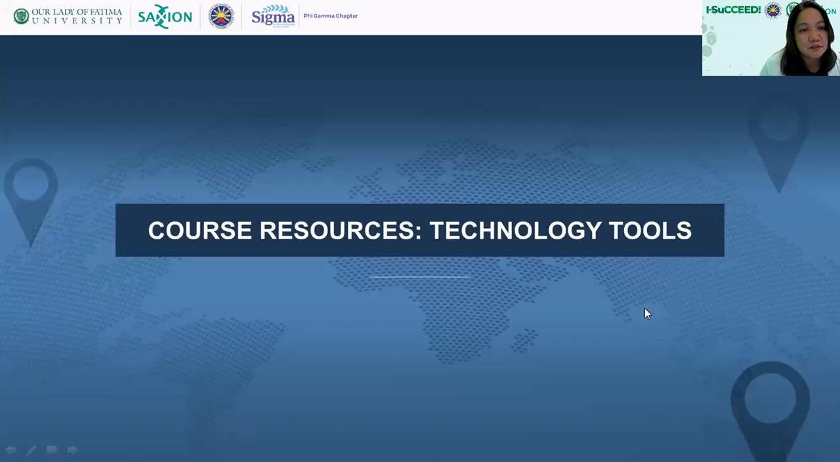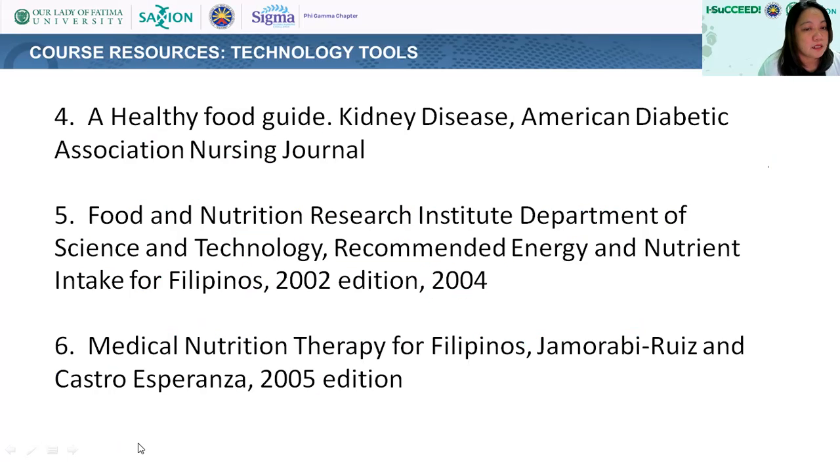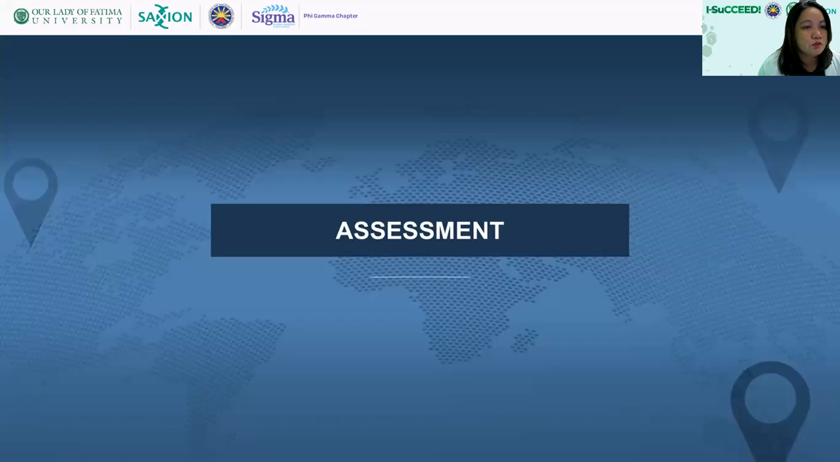What are the course resources or the tools that we use? We use the following resources as references: textbooks as well as online websites. These are the textbooks that we use.